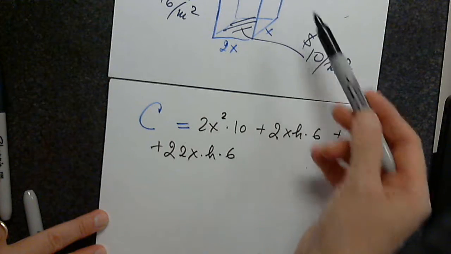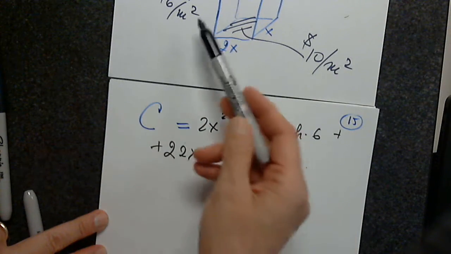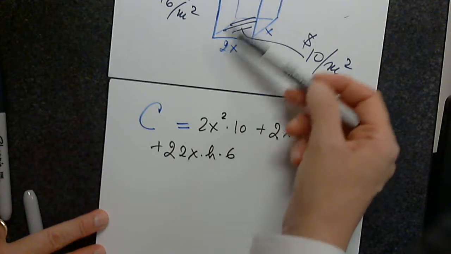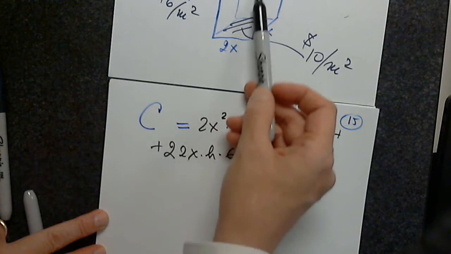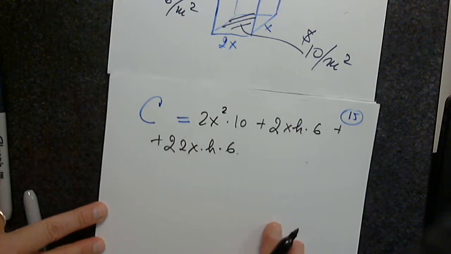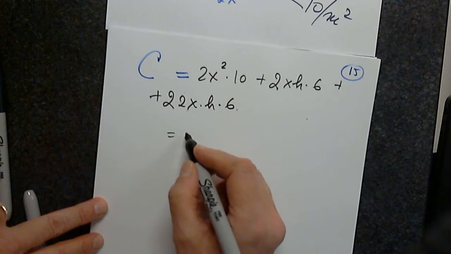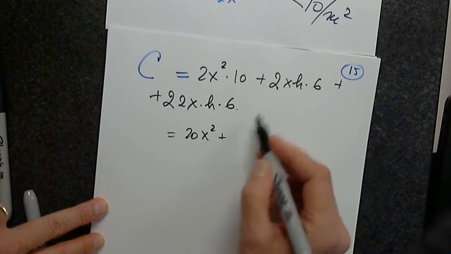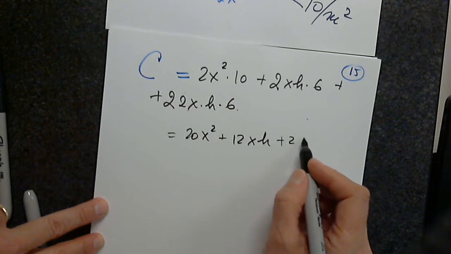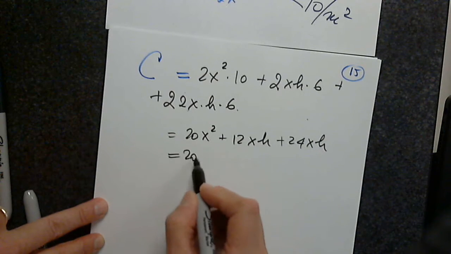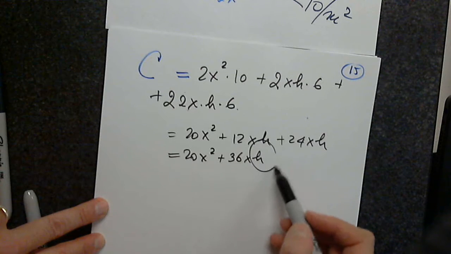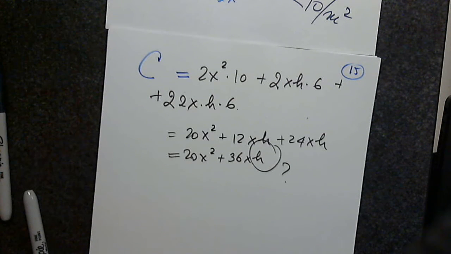So base times height, x times h. There are two identical ones, and the cost per square meter is 6. And then two identical ones this way, 2x times h, which is this, times 6. Let's see what we have. So for now I have 20x squared plus 12xh plus 24xh, or in other words, 20x squared plus 36xh. The only problem is, how do I get rid of this h?